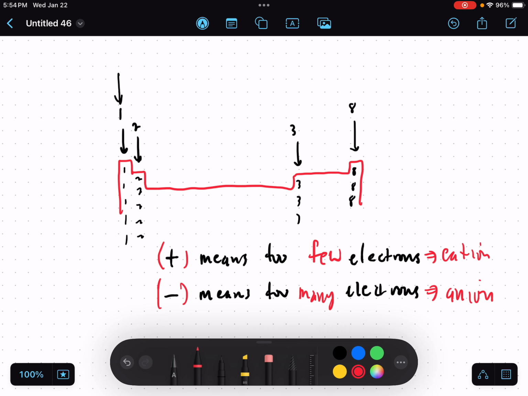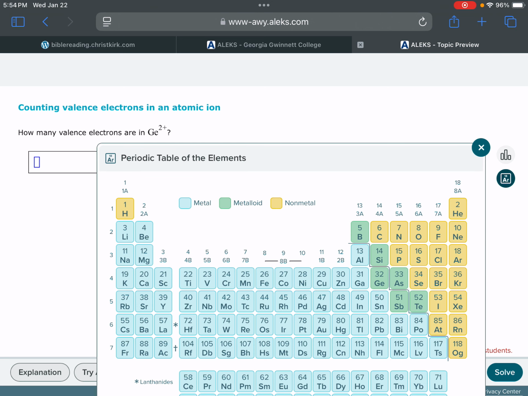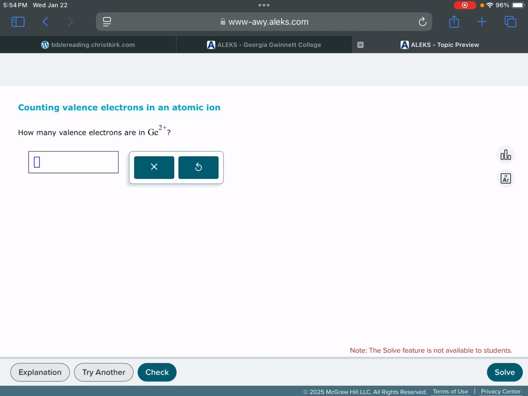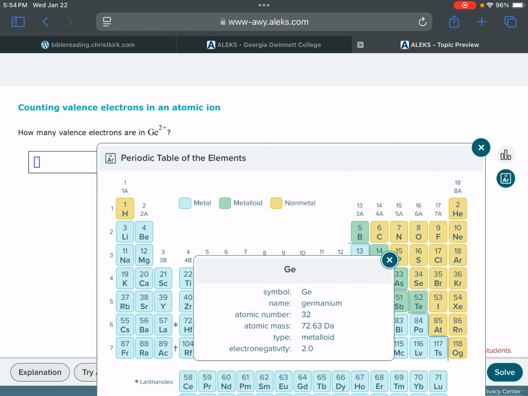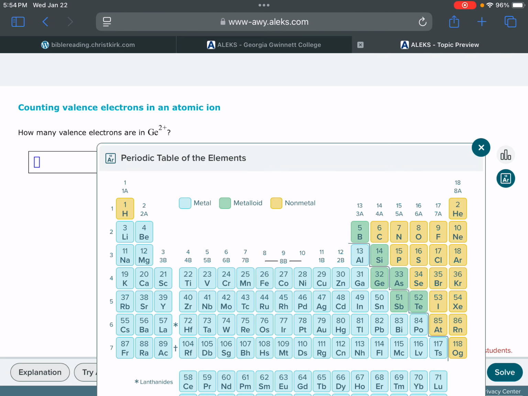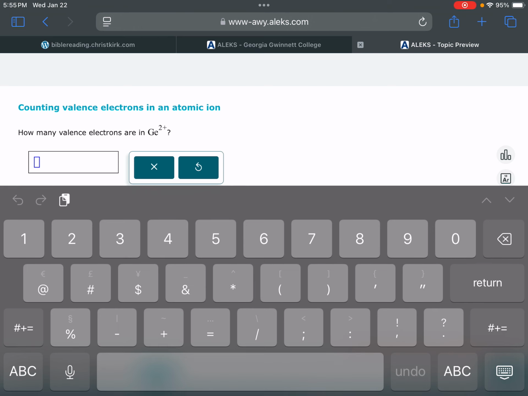All right, so let's go over to our question at hand. This is germanium, Ge, and it doesn't even matter if you don't know what that is. We just go find it. Ge is number 32. Do you see it there? Its atomic number is 32. But more importantly, I see that it's in group 4A. So the germanium atom is going to have 4 valence electrons. But if it's got a 2 plus charge on it, that means it's got too few. We're missing 2 electrons. So 4 minus 2 is going to be 2.